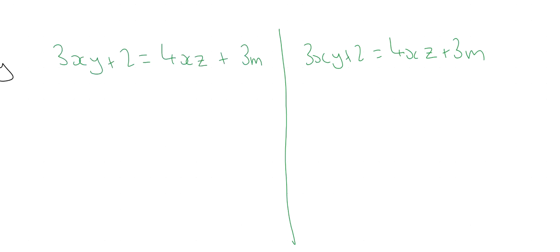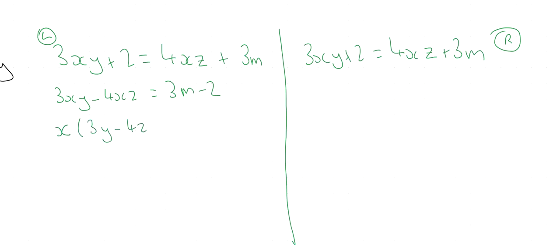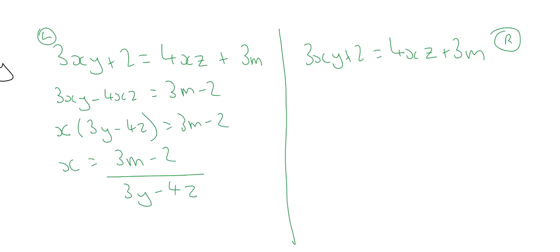So on this side, I'm going to put everything on the left, and on this side, I'm going to put everything on the right. So here I've got 3xy minus 4xz equals 3m minus 2. All right, so I've brought the 2 across and the 4xz over here. Then I'm going to take x out as my common factor. So I've got x(3y minus 4z) equals 3m minus 2. And then I'm going to divide this on the other side. All right, can I simplify this at all? Can this be simplified? No.